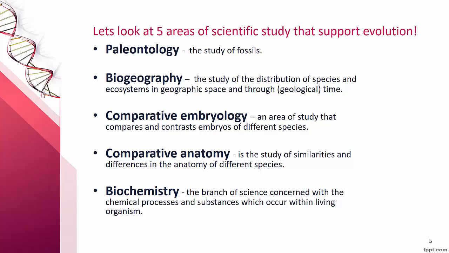The next one is comparative embryology. So we look at embryos in early stages of development. We have comparative anatomy. This is the study of similarities and differences in the anatomy or structures of different species. And then we have biochemistry, and that's the branch of science concerned with chemical processes and substances which occur inside a living organism. Alright, so we're going to break down each one of these things. You should be pretty comfortable with the formula that we're working through with this video.